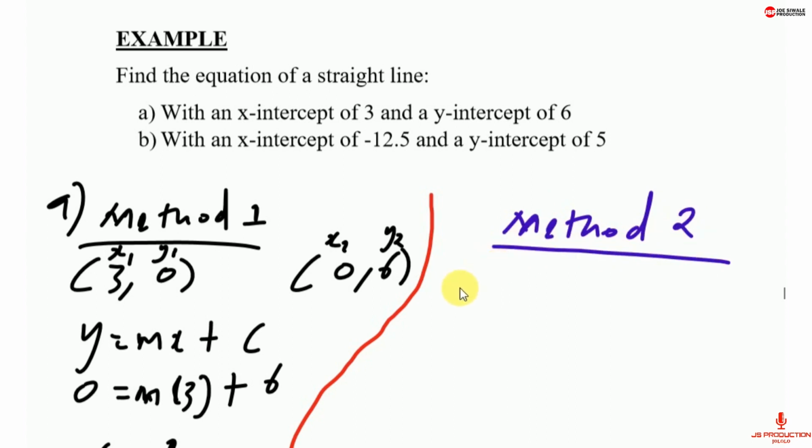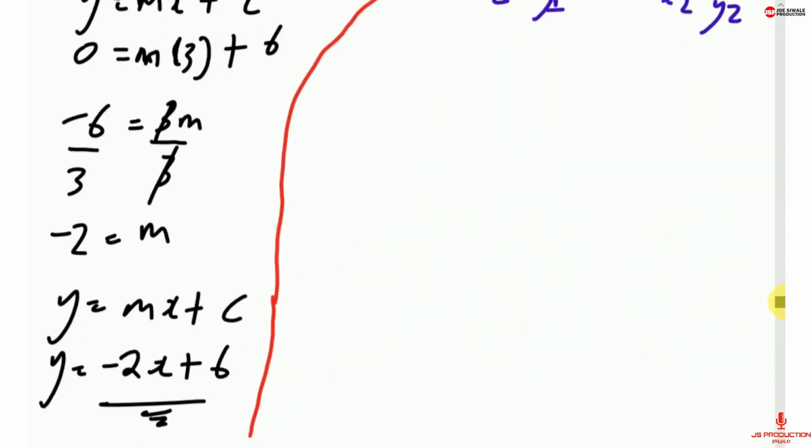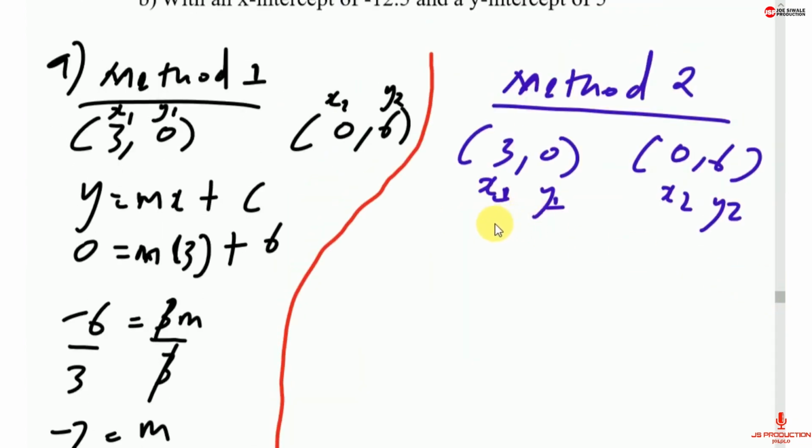So the first thing that we're going to do, we're going to write down our x-intercept and our y-intercept. So we know that's (3, 0) as our x-intercept, and our y-intercept is in this form. So we know this is x1, this is y1, this is x2, this is y2. And from this we can calculate the gradient. But we're not going to use the equation in the standard form, we're going to use the formula for finding gradient.